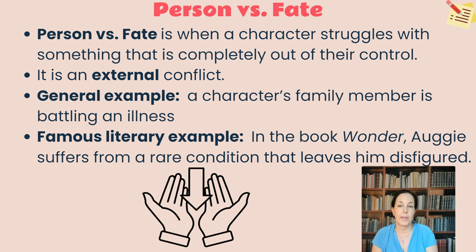Person versus fate. You might hear this also called person versus destiny. This is when a character struggles with something that is completely out of their control. It is an external conflict. A general example, a character's family member is battling an illness. A famous literary example, in the book Wonder, Augie suffers from a rare condition that leaves him disfigured.